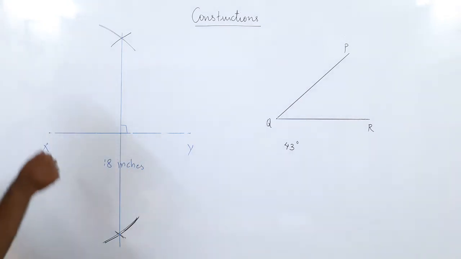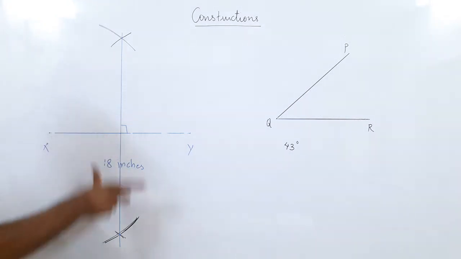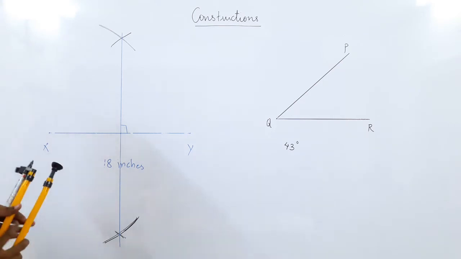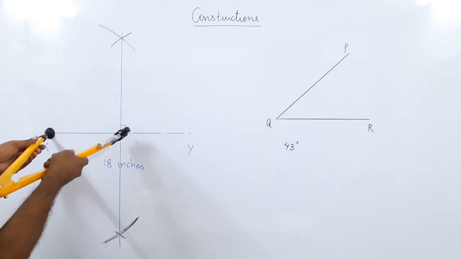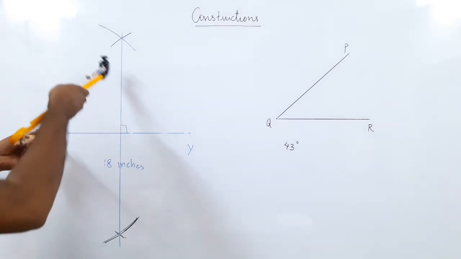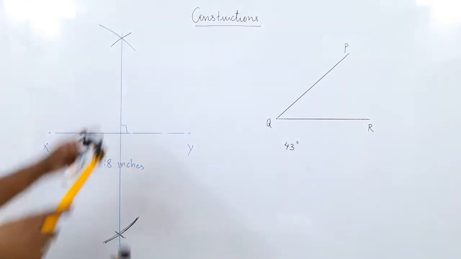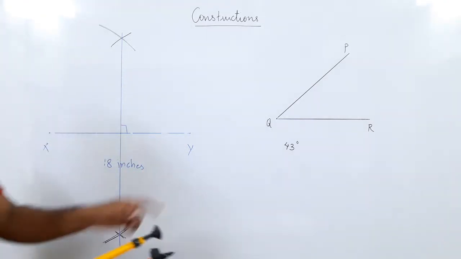Okay, so any line segment, from this point cut an arc at the top, at the bottom, any radius. Only remember the radius should be more than half. You get a line on the top, at the bottom, same on this side, and you get this. Now this is 43 degrees.